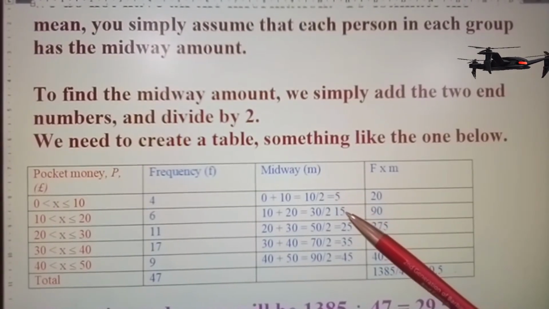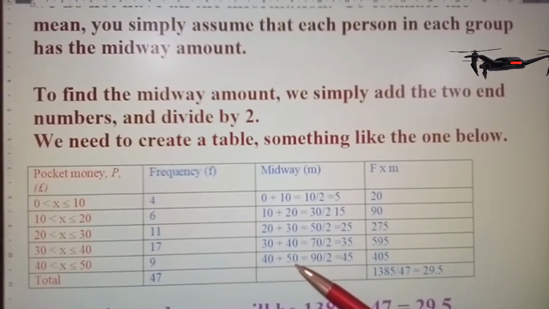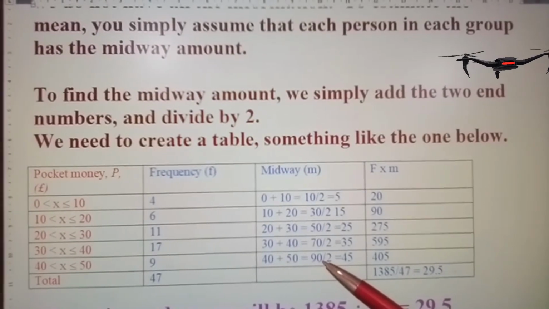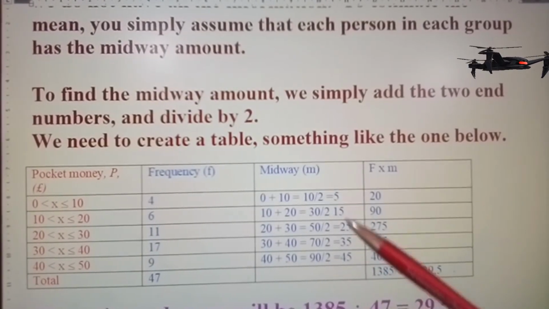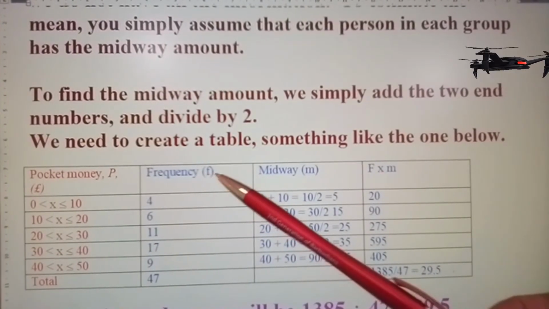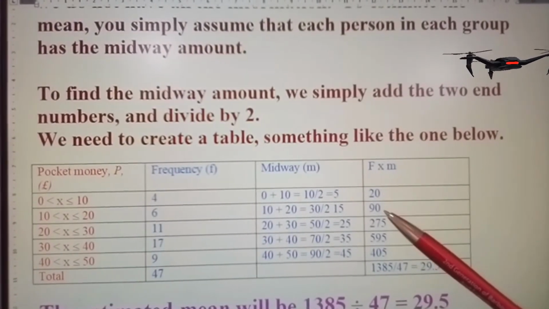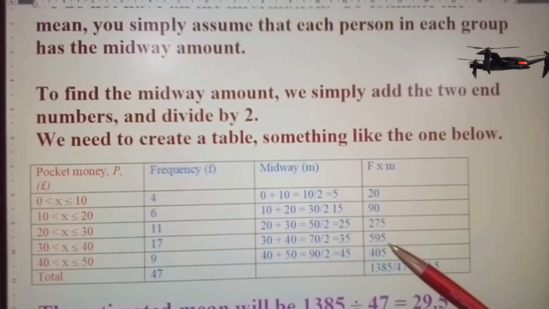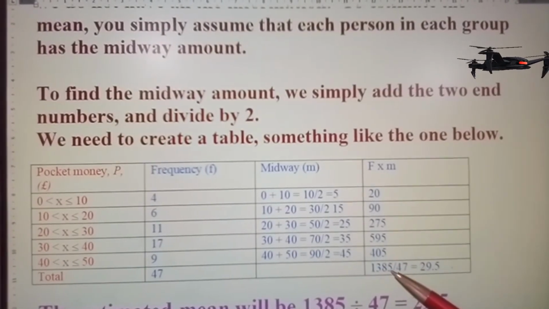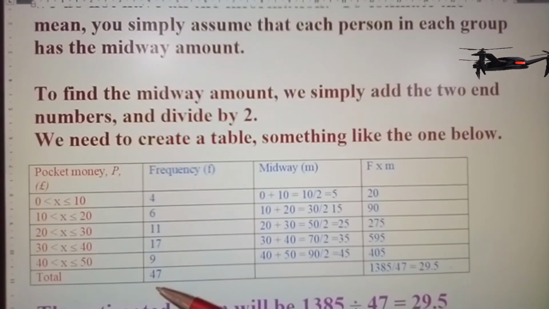Okay, and this is your calculation of your midway point. So you have 5, 15, 25, 35, 45. All I've done here is show you how these have been added together and divided by 2, which gives you your midway point. That's then F times M, which gives you 20, 90, 275, 595, 405, and therefore when you add these up, it gives you 1385, divided by 47, and 47 is the total amount of our frequency.